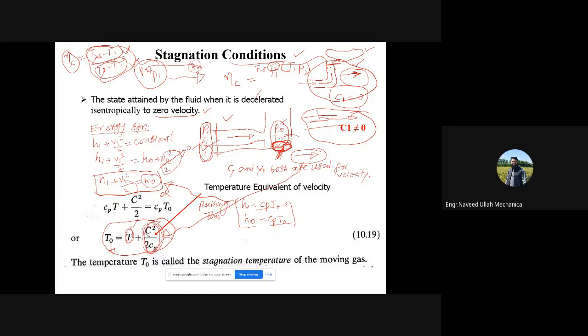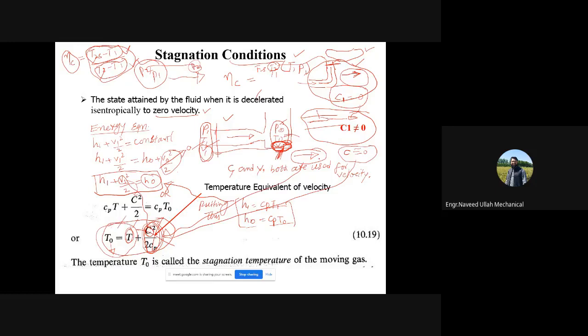What is this? This is C. And what is C? C is your initial velocity. Okay. So yes, if your initial velocity is approximately equal to zero, you can say that this whole term is zero. So your static and stagnation temperature are almost the same.